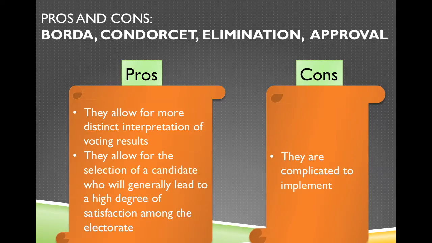Some of the cons, pretty simple. They're complicated. They can be very complicated. You're talking about Borda and Condorcet in terms of the head-to-head and the points, giving, elimination where you have to get rid of one and give the points to the other. Approval is a little bit easier, but they are still pretty complicated and they're long to do.